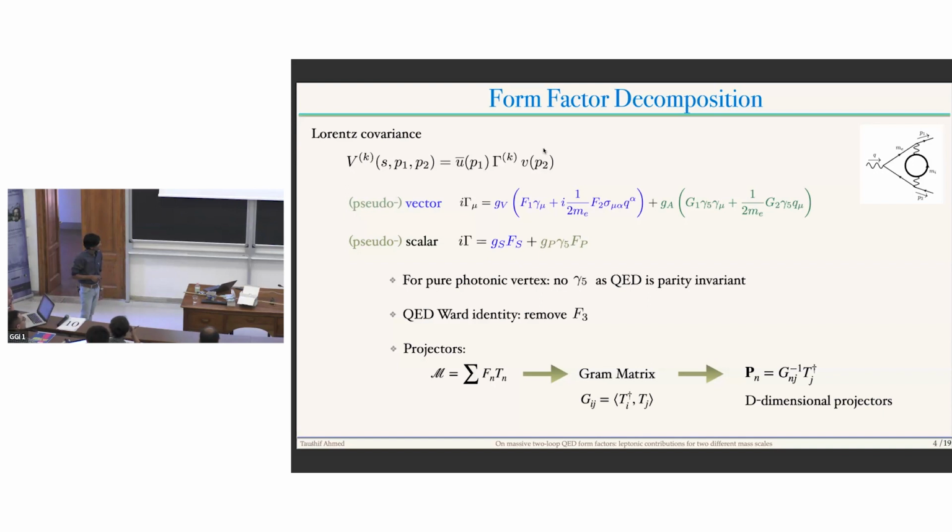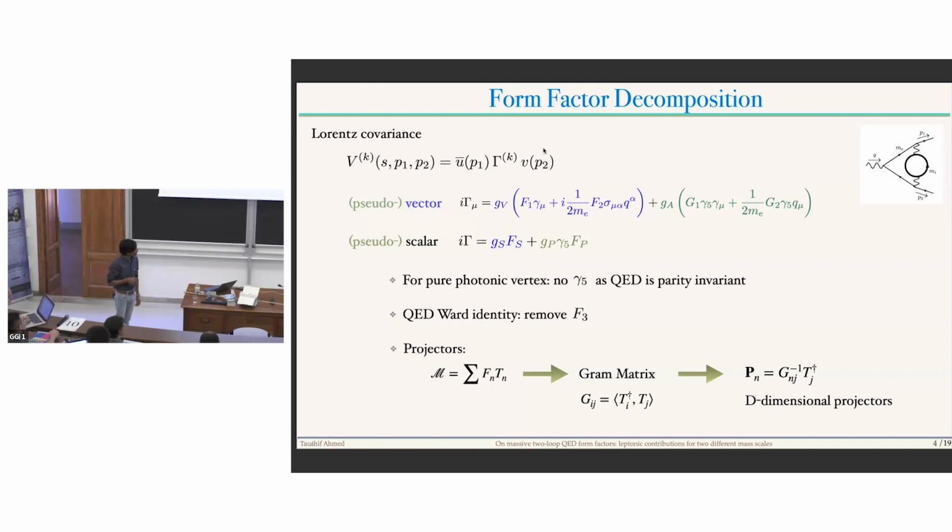Now, if you look at the pure photonic vertex, because QED is parity invariant, there cannot be any gamma 5 that survives. Therefore, if you look at only the pure photonic vertex in QED, then this term will not survive, and one can check it explicitly by doing the calculation that we will see in the next slide probably. Or one can even do simple algebra and show that this term will not survive, which is expected because of the parity invariance of QED. And while doing this Lorentz covariance decomposition, in principle, one can have another term, which is F3, that is proportional to the momentum. But due to the QED Ward identity, that term will not survive. So therefore, there are only 2 form factors which we really have to calculate.